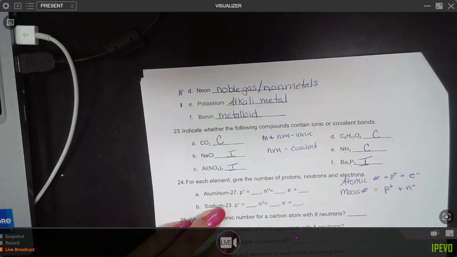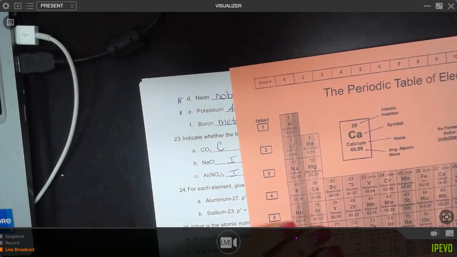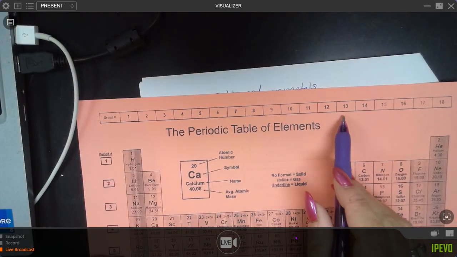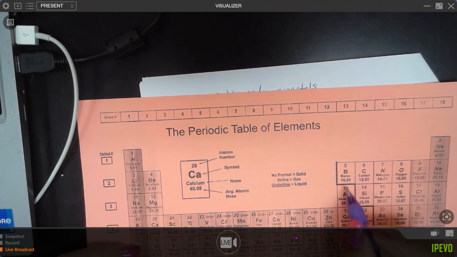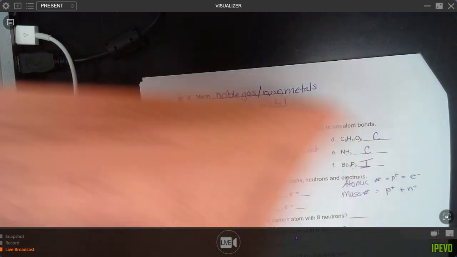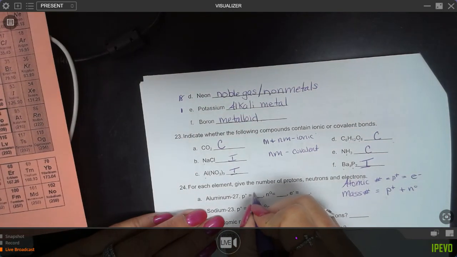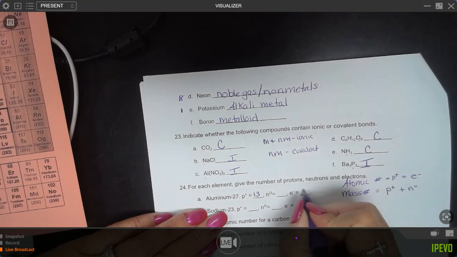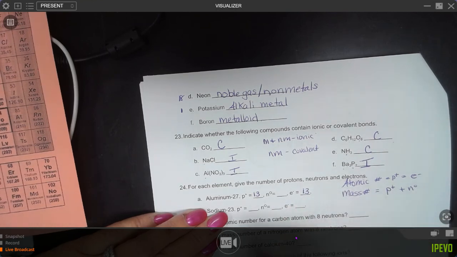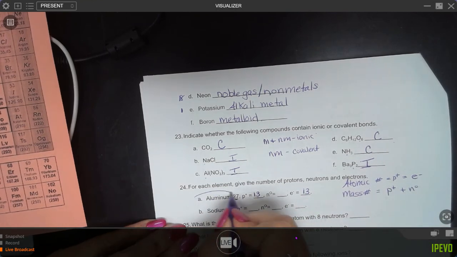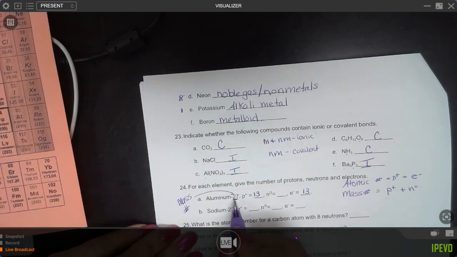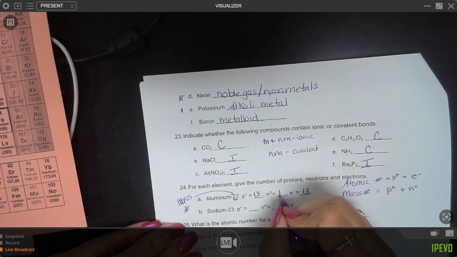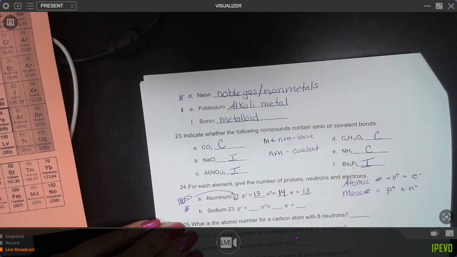Okay, so aluminum 27, aluminum is in group 13, and aluminum is element 13. We don't really care about what group it's in. We really want to know the atomic number is 13, which tells us aluminum has 13 protons, also 13 electrons. This is the mass number. So if we take 27 minus 13, that tells us we have 14 neutrons.